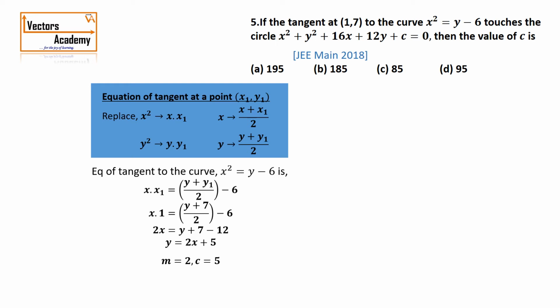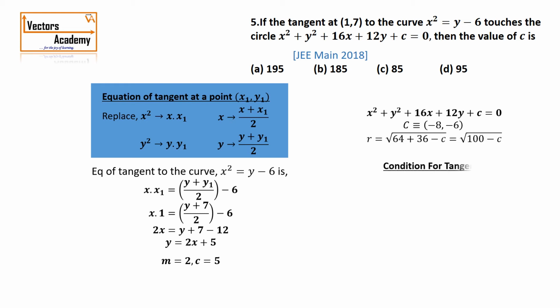Now, if you look at the given equation of a circle, we can easily find out the center and the radius. The center will be given by (-8, -6), and the radius will be root of 100 minus c. Now, we know the condition for tangency, as the given tangent is also the tangent of the given circle. So, the condition of tangency, c is equal to plus minus r into root of 1 plus m square.